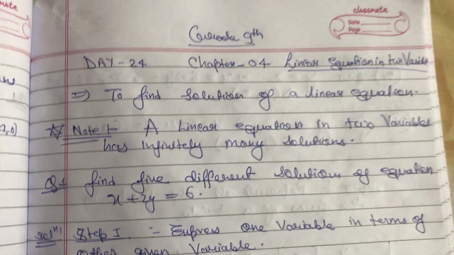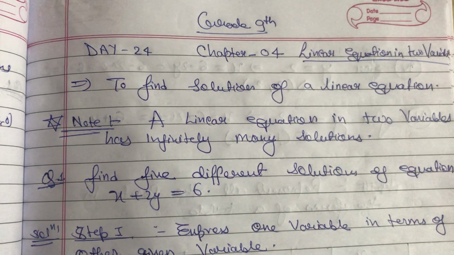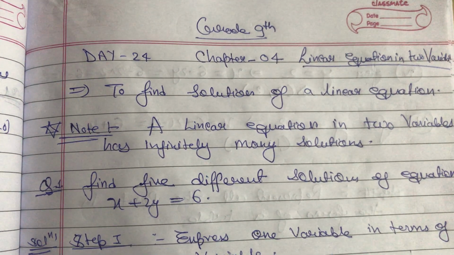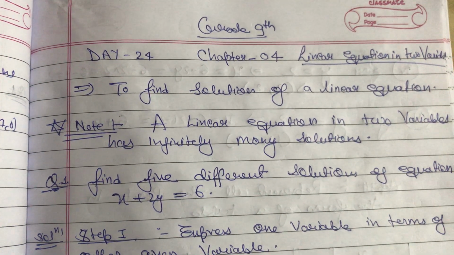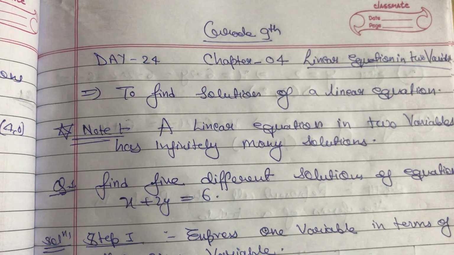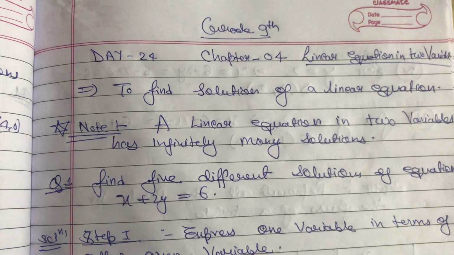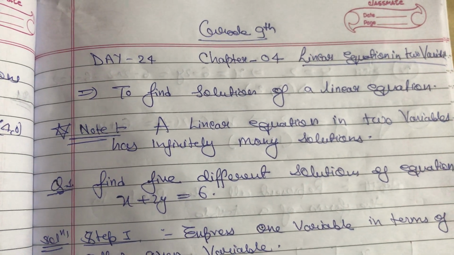Hello students, this video is for grade 9th, day 24, chapter 2 and the topic is linear equation in two variable. In the last video, we learned about the definition of linear equation in two variable, its standard form which is ax plus by plus c equals to 0 and about the solution of the linear equation.